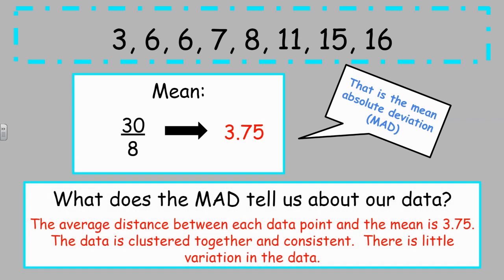What does the mean absolute deviation tell us about our data? Well, it's telling us that the average distance between each data point and the mean is about 3.75 units. So the data is clustered closely together. It's pretty consistent. There's little variation in my data here.